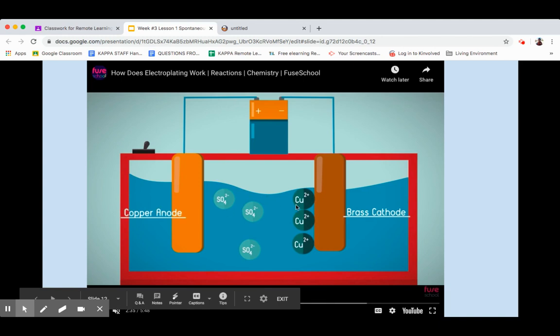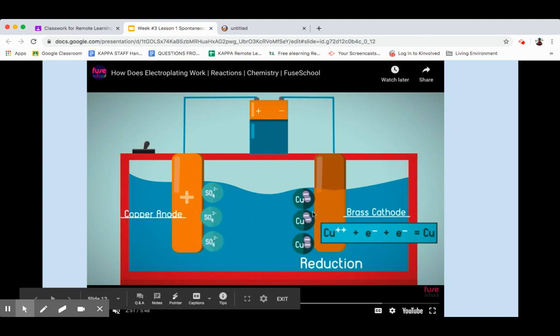So opposites attract. So your copper ions in the solution will go over to the brass cathode, and it'll start to plate the brass. And electrons are flowing over here from the battery, attaching to the positive ions, which help them solidify. And your sulfate ions would move to the positive side, and they are going to neutralize each other.